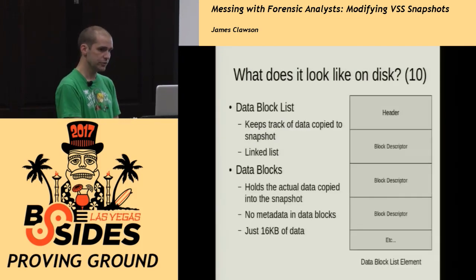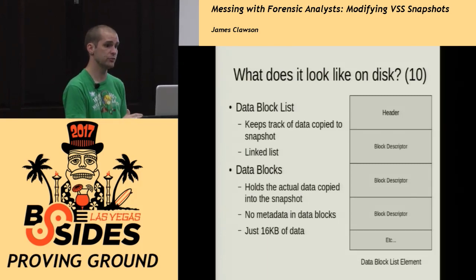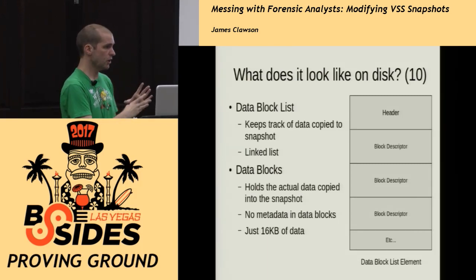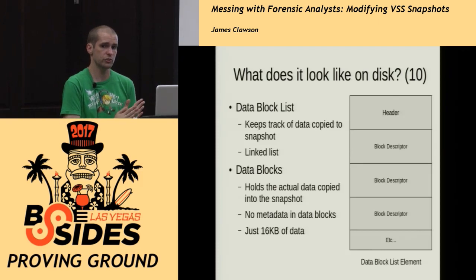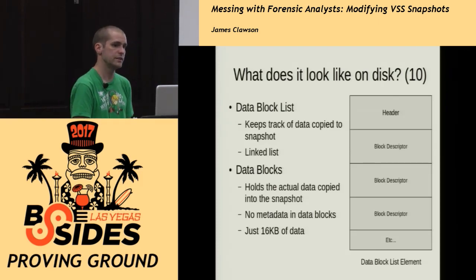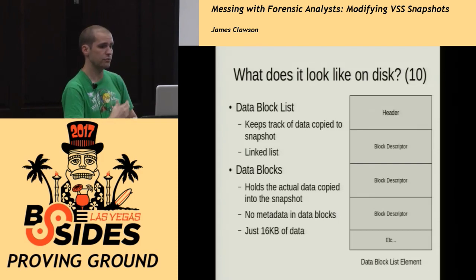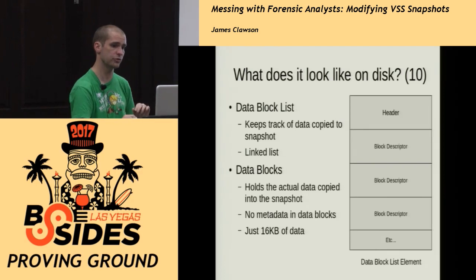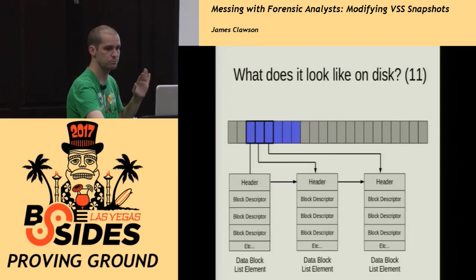The data block list, it's a linked list structure, and it keeps track of changes that are made to the snapshot. The data blocks are just the data themselves. It's just 16 kilobytes of raw data that was saved in the snapshot. Each element of that data block list has a bunch of block descriptors. The block descriptors are what actually describe the changes. So let's go ahead and take a look at this so it makes a bit more sense.